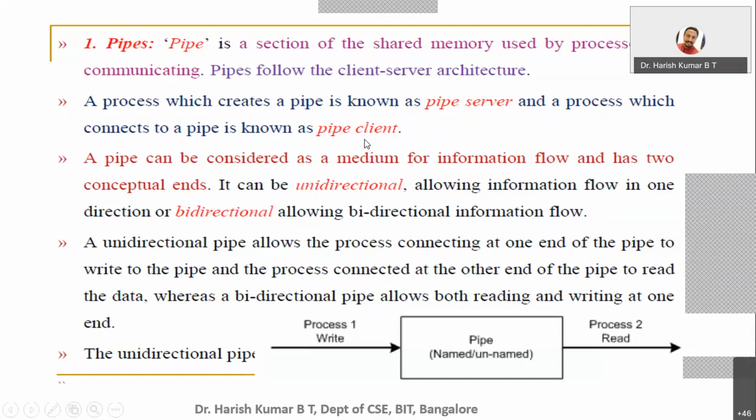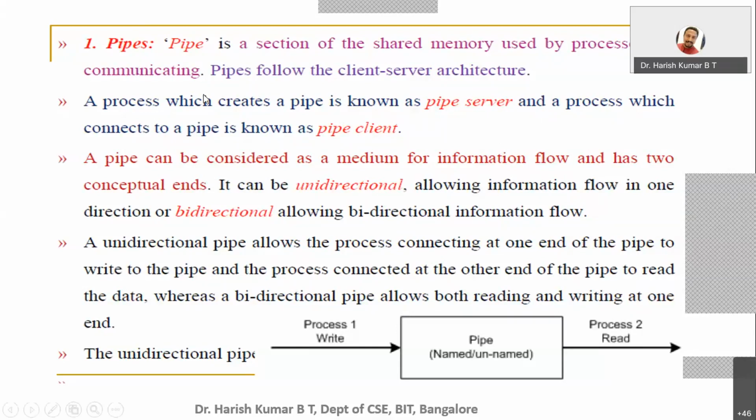So now we have two processes basically here. One is the writer process, and the other one is the reader process. Ultimately, the pipe should be created by any one of these two. Either the writer process should create it or the reader process should create it. Whoever creates the pipe, we call it the pipe server. And whoever just connects to that pipe, we call it the pipe client.